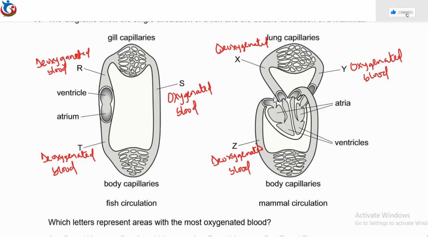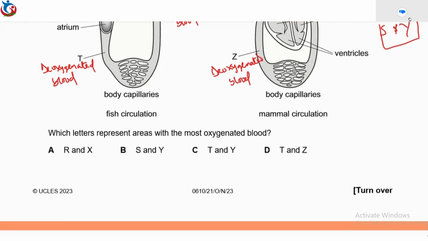So automatically the two letters here are S and Y. So we'll now take a look at the options, S and Y. So that makes option B our correct answer. Option B, S and Y, as our correct answer. So we'll now move straight to the next question.